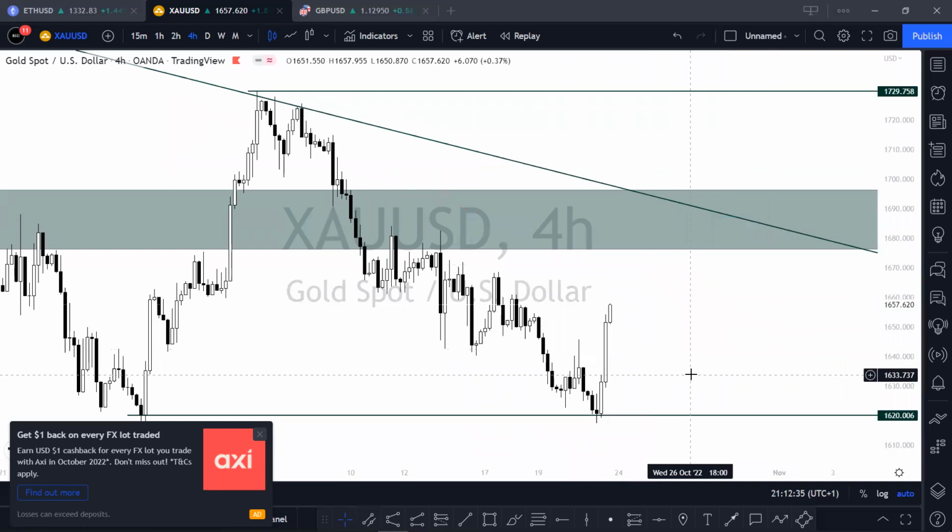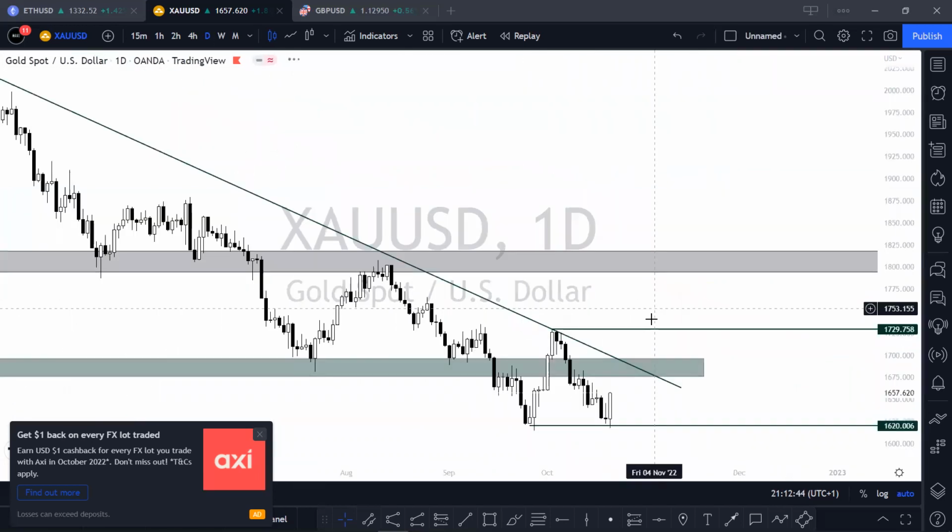So my sell bias is still on gold, although price rejected this zone, which is all good. So my lookout for this week will be on gold, looking for an entry around this area to the downside.